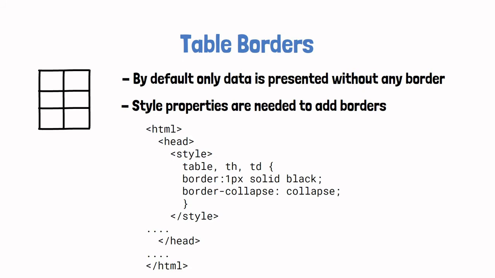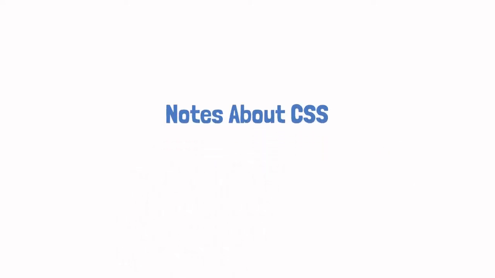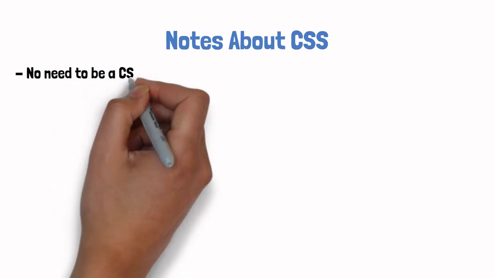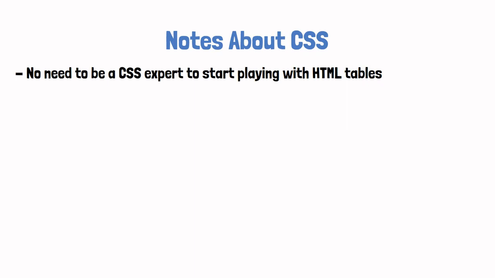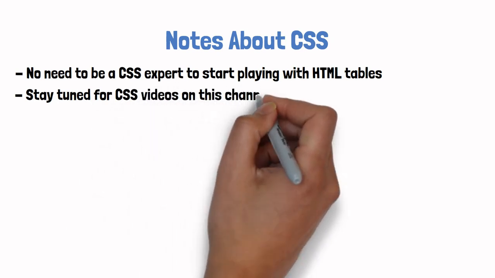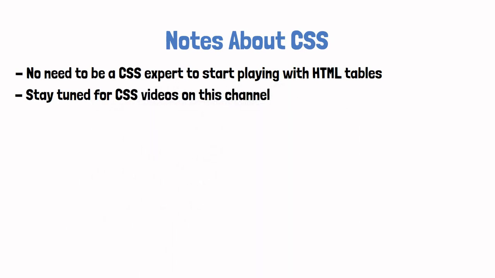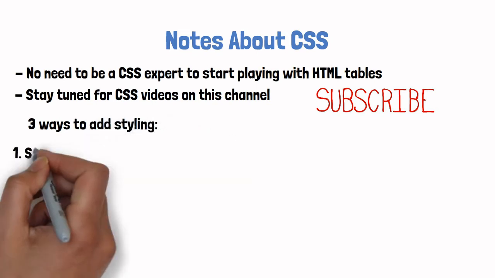First, it is important to note that this styling method is called CSS. Let's talk for a minute about CSS. First, don't worry if you are not adept with CSS at the moment. It is totally possible to experiment with HTML and learn CSS at a later stage. If you'd like to learn more about CSS, subscribe to the channel and stay tuned for videos about CSS in this channel. Lastly, before moving back to explore tables in HTML, understand that there are 3 ways to add styling.